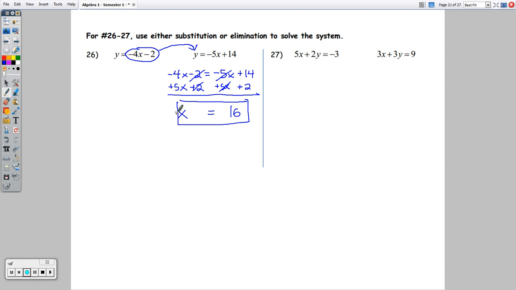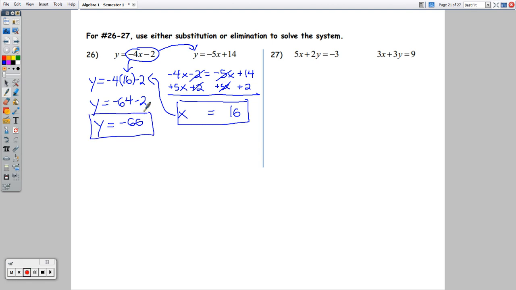So I can take my pick now. I could plug in x is 16 in this one, or x is 16 in this one. I'll just go with the one that's right here. So I'm going to plug that in. y equals negative 4 times 16 minus 2. That's negative 64 minus 2, so y equals negative 66.